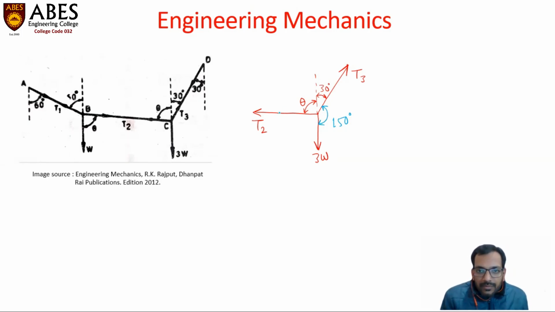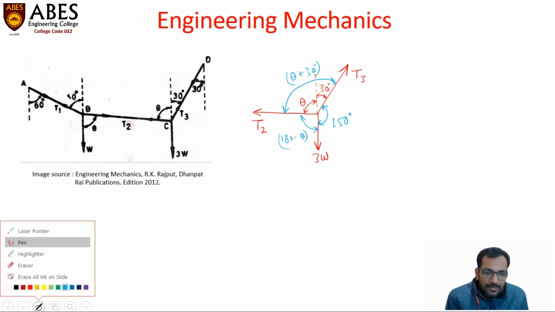Okay, so the angle between T2 and T3 is equal to theta plus 30. That is, this total angle becomes theta plus 30 degrees. And what is the angle between T2 and 3W? This angle is clearly 180 minus theta, because this angle is theta, therefore the remaining angle becomes 180 minus theta.